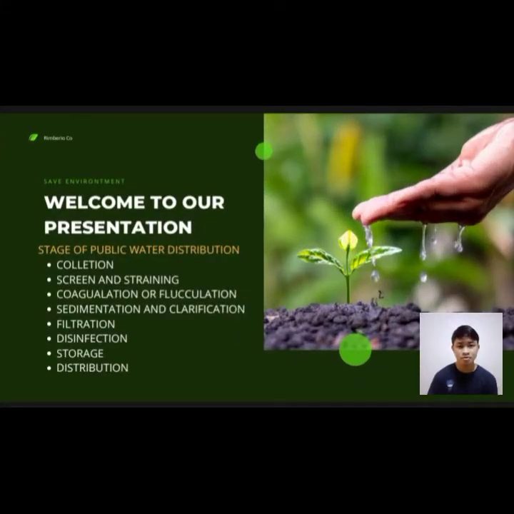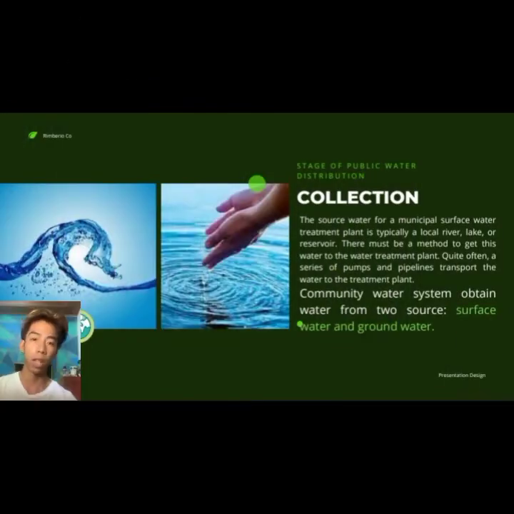Our lesson is about public water treatment and distribution. Collection. The source of water for a municipal surface water treatment plant is typically a local river, lake, or reservoir. There must be a method to get this water to the water treatment plant. Quite often, a series of pumps and pipelines transfer the water to the treatment plant.